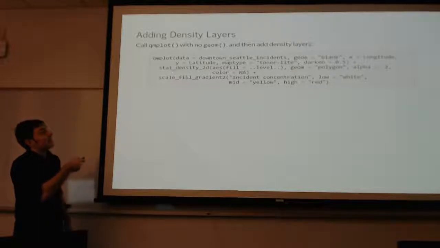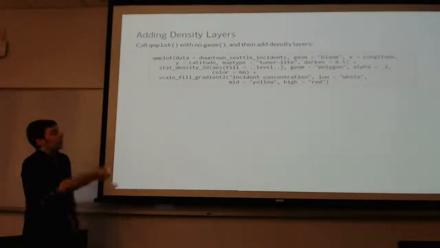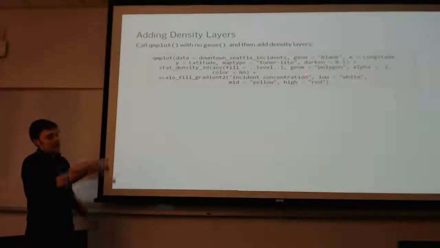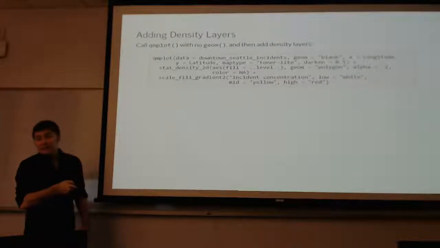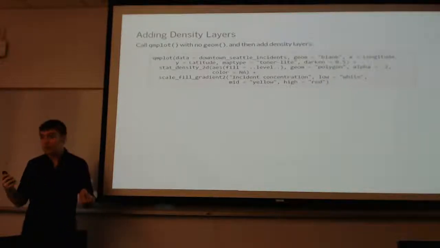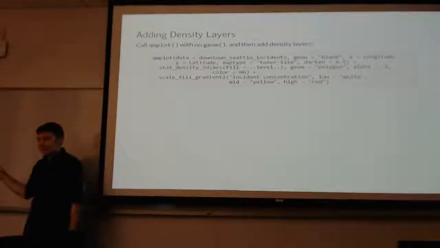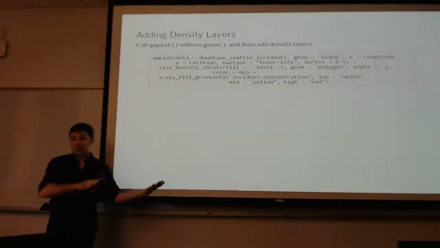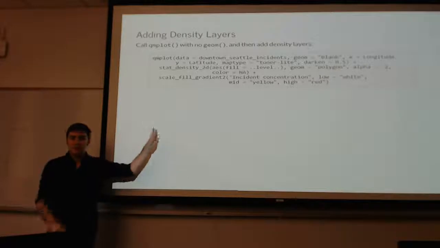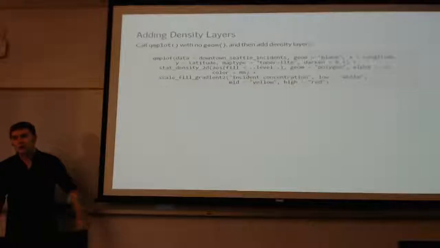Then I'm saying scale fill. So this fill is going to follow some gradient of colors going from some low value to high value. I'm going to label the legend for it incident concentration. My low value is white, so the lowest concentration is going to be white. My mid is going to be yellow, and my high is red. So as the number of incidents increases in a given location, it goes from being white to yellow and finally to being red. Okay? Some complexity to that. You can tweak it if you want to see how it works, but this is a general way to do a density plot.